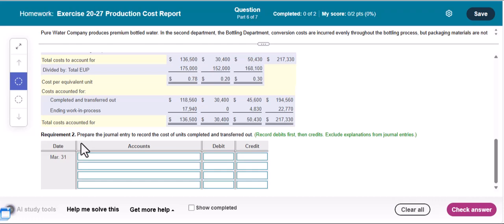Now we have the last part of the exercise 20-27. We're going to do a journal entry, and then we're going to do the T account for the work in process inventory account. So requirement 2, prepare the journal entry to record the cost of units completed and transferred out. Record debits first, then credits. Exclude explanations from journal entries.